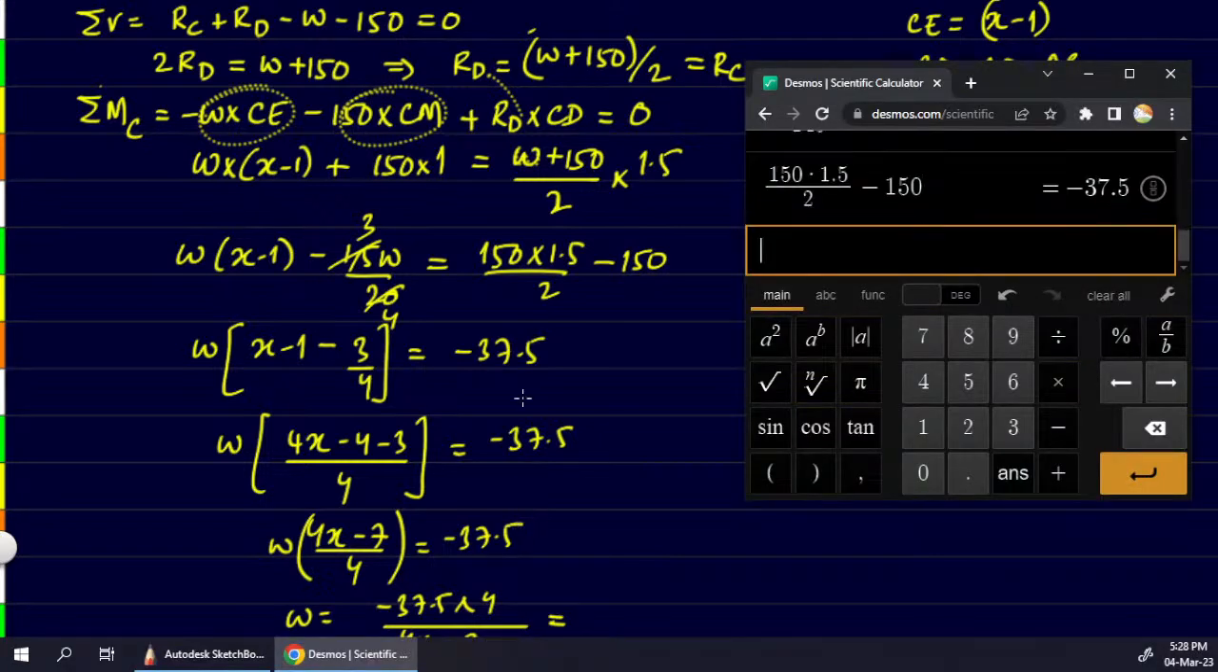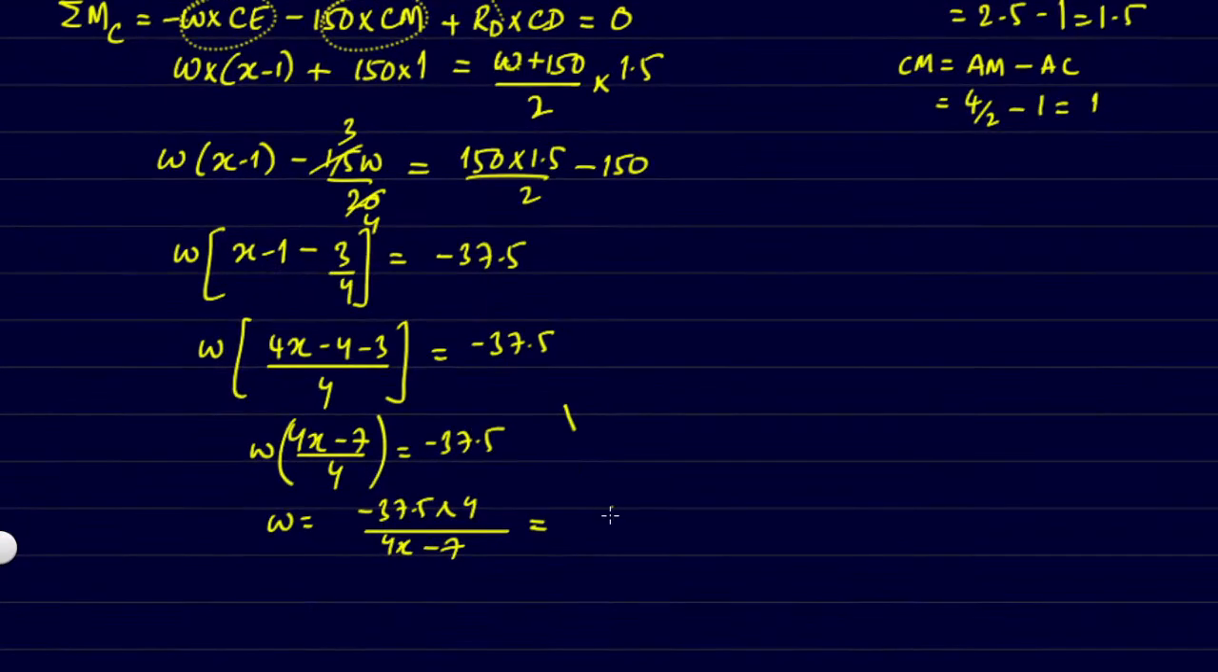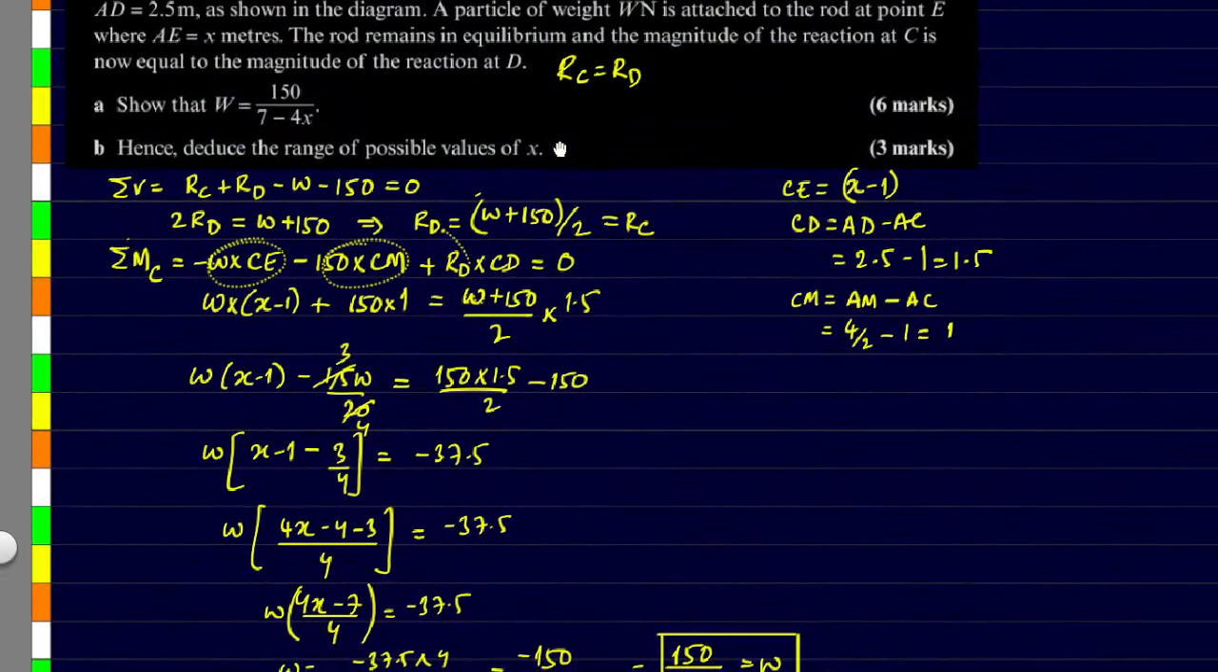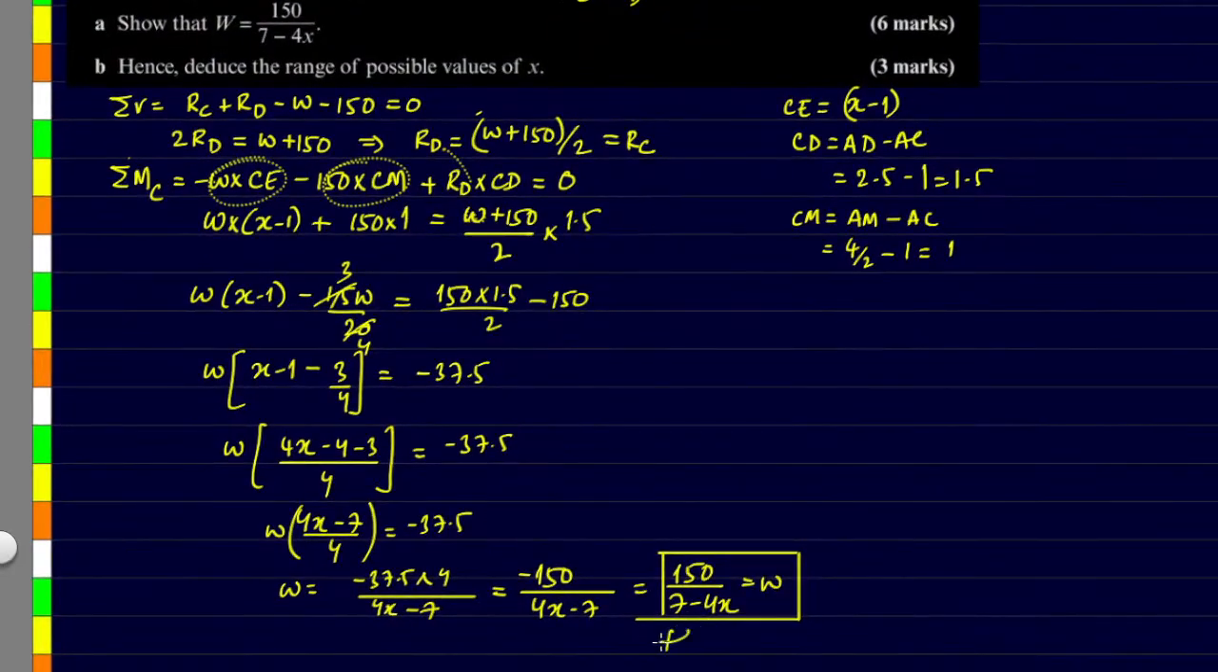Simplify this. 37.5 into 4 is 150. So we get W equals minus 150 by (4x minus 7). If you want to remove the minus sign, multiply denominator and numerator by minus 1, we get 7 minus 4x. This is what we were asked to prove. So hence proved.